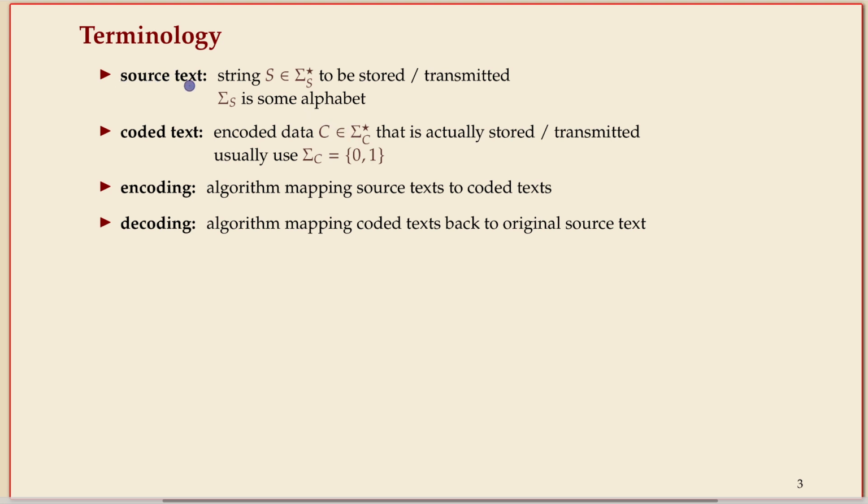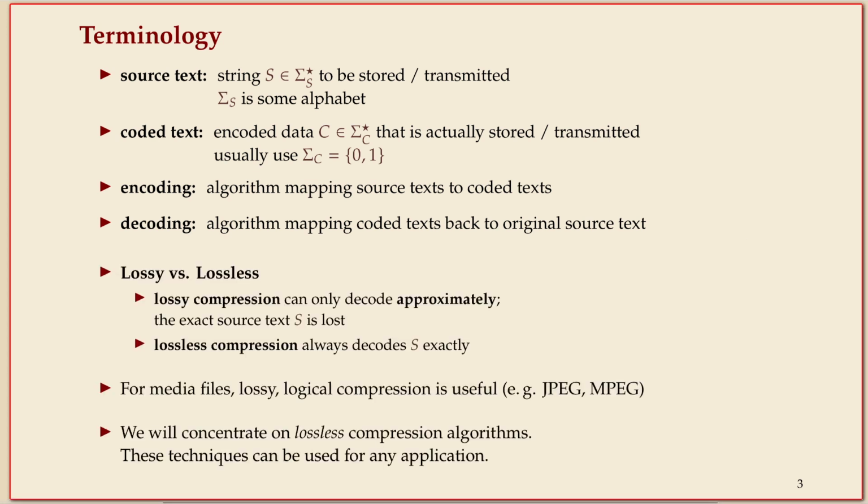In the general case, some source text goes into some coded text, just to have names for the things. Then we say encoding goes from S to C, and decoding goes from C back to S. Now, sometimes you can get precisely back the source text that you put in. Then we talk about lossless compression. That's what we will focus on.